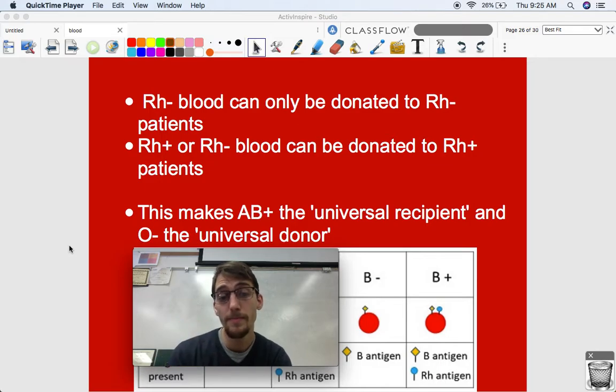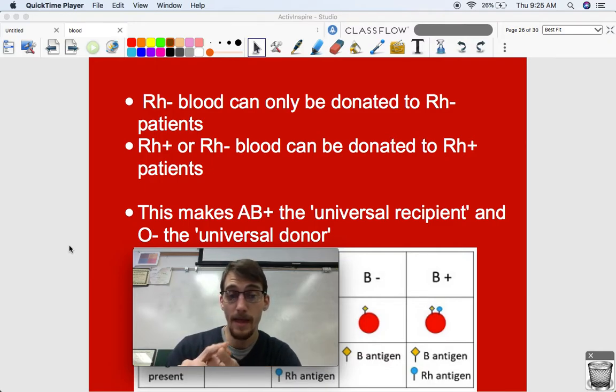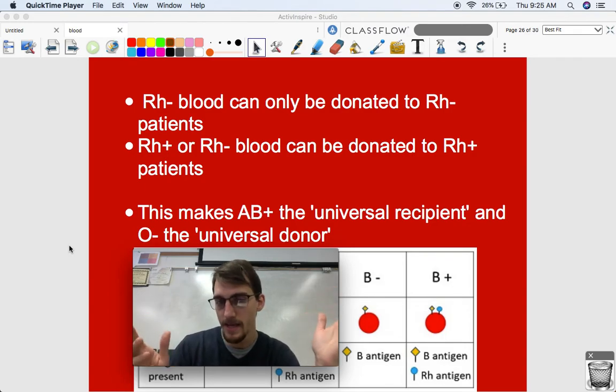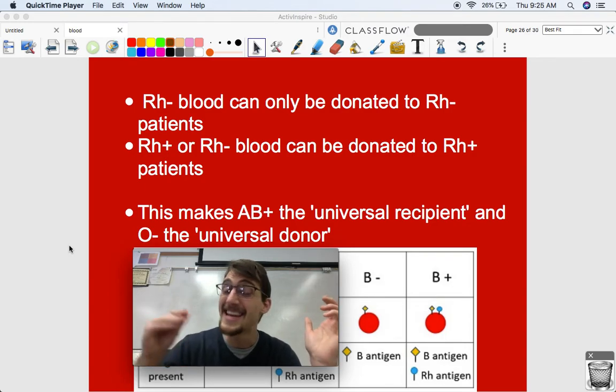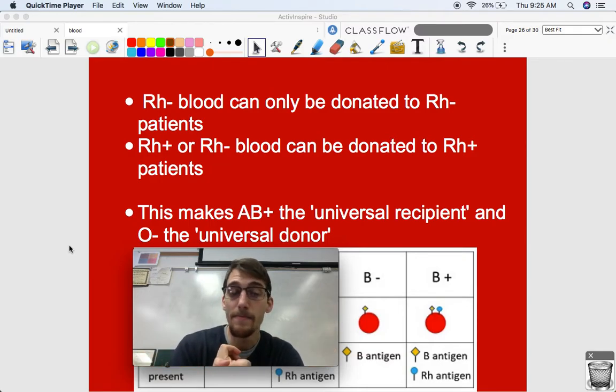The universal recipient is AB positive. Think about it. They can get blood from A positive, A negative, B positive, B negative, O positive, O negative, AB positive, and AB negative. If you're AB negative, you can get from A, B, O, and AB, but you can only get the negative types of those. So you can only get A negative, B negative, O negative, and AB negative.